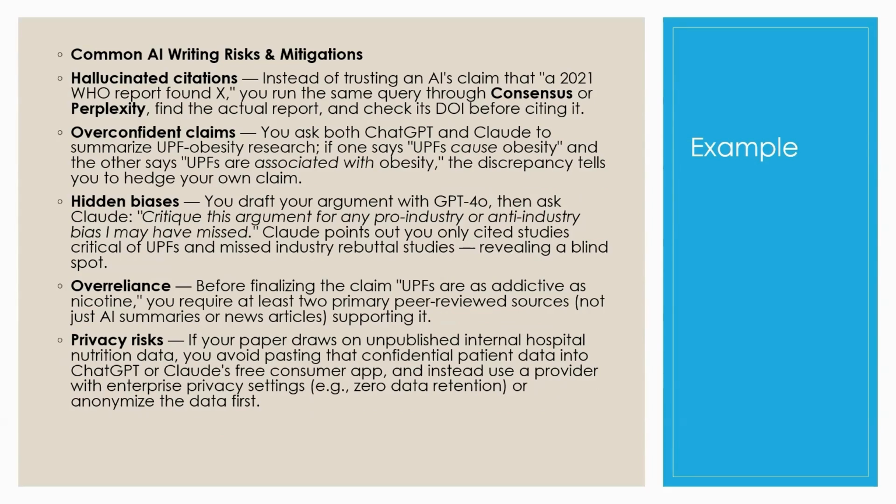Common AI writing risks and mitigation. So this actually relates to your question also. Instead of trusting an AI's claim that a 2021 WHO report found X, you run the same query through Consensus or Perplexity, find the actual report and check its DOI before citing it. Okay, I think this answers your question pretty well. In case of AI writing risks, this is the problem that people usually find, that AI will make a claim and say that such and such thing was found, right?